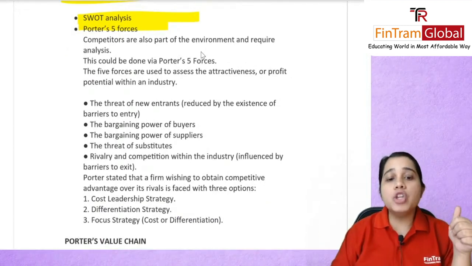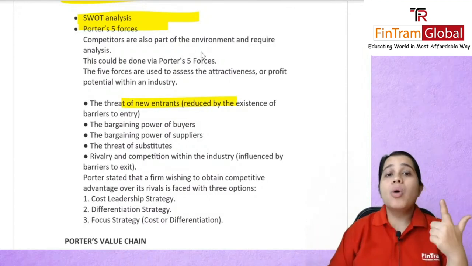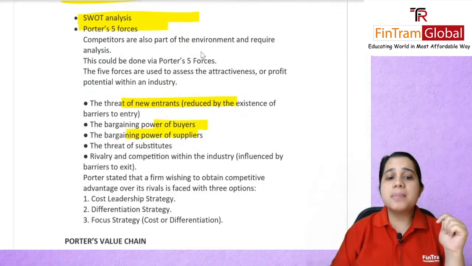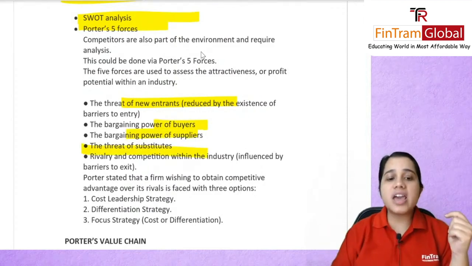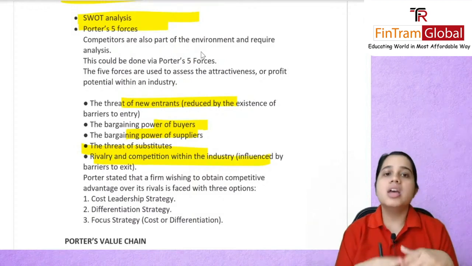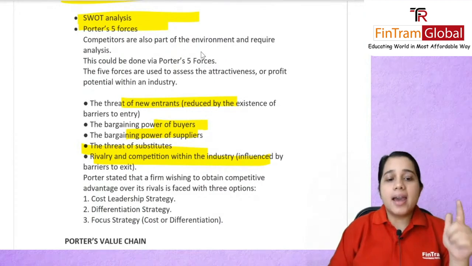You'll see the threat of new entrants. Can new people come into this industry? What is the bargaining power of buyers and suppliers? Is there a threat of substitutes? Are there too many substitutes? And there is rivalry and competition within the industry. This will of course be influenced by your barriers to exit.